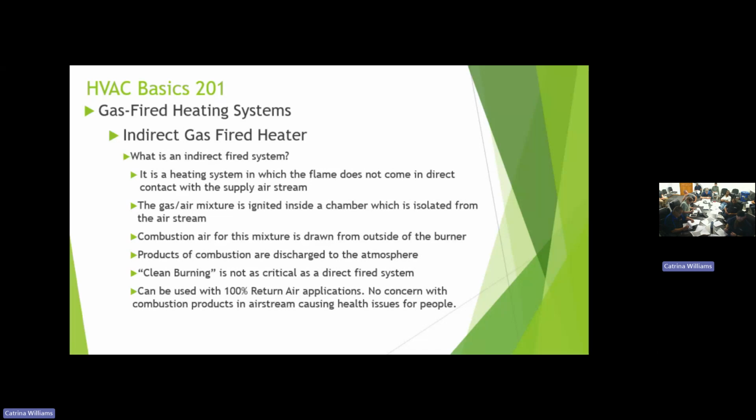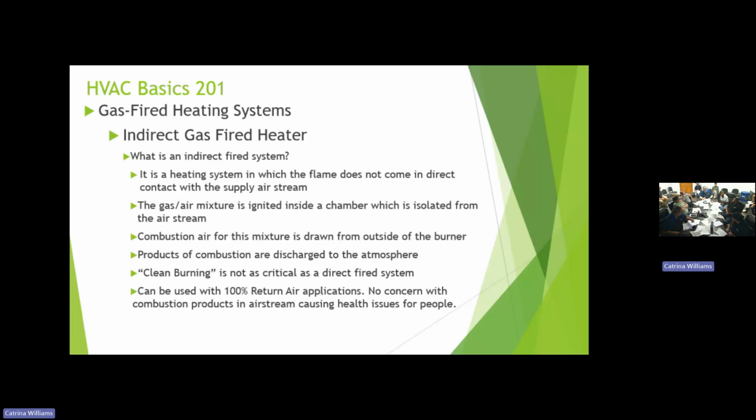The products of combustion are discharged to the atmosphere. Clean burning is not nearly as critical as a direct fired system. To give you an example, I went out and direct fired the CO, 5 parts per million we have to meet. Indirect fired is 400 parts per million. So that's why you don't ever want to have a hole in your heat exchanger, because that can get in your airspace then. Absolutely. So why would anyone pick the indirect?